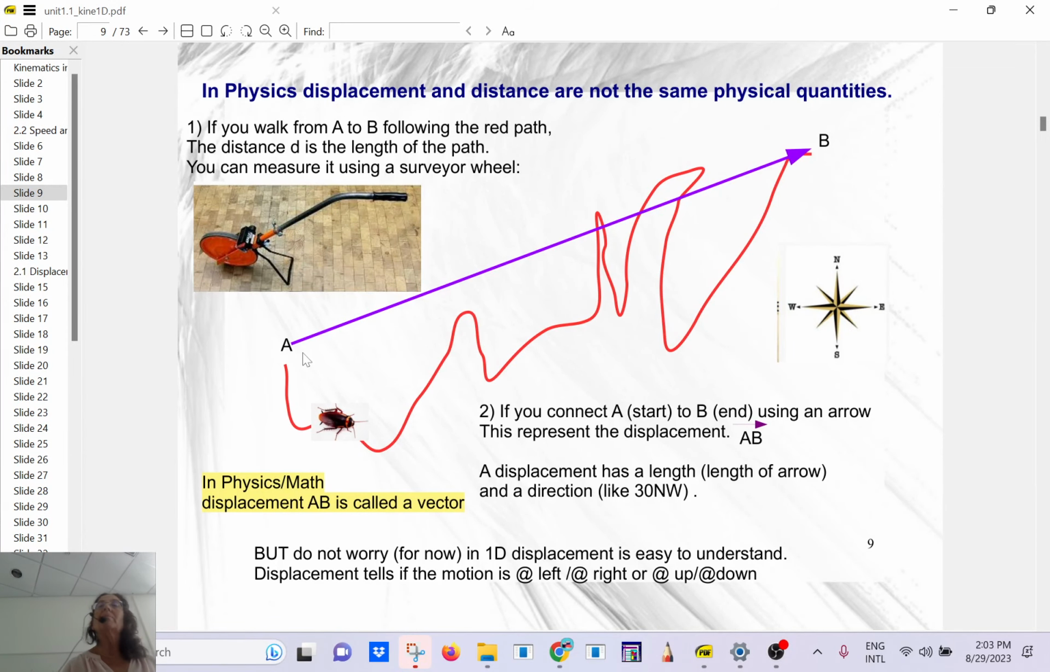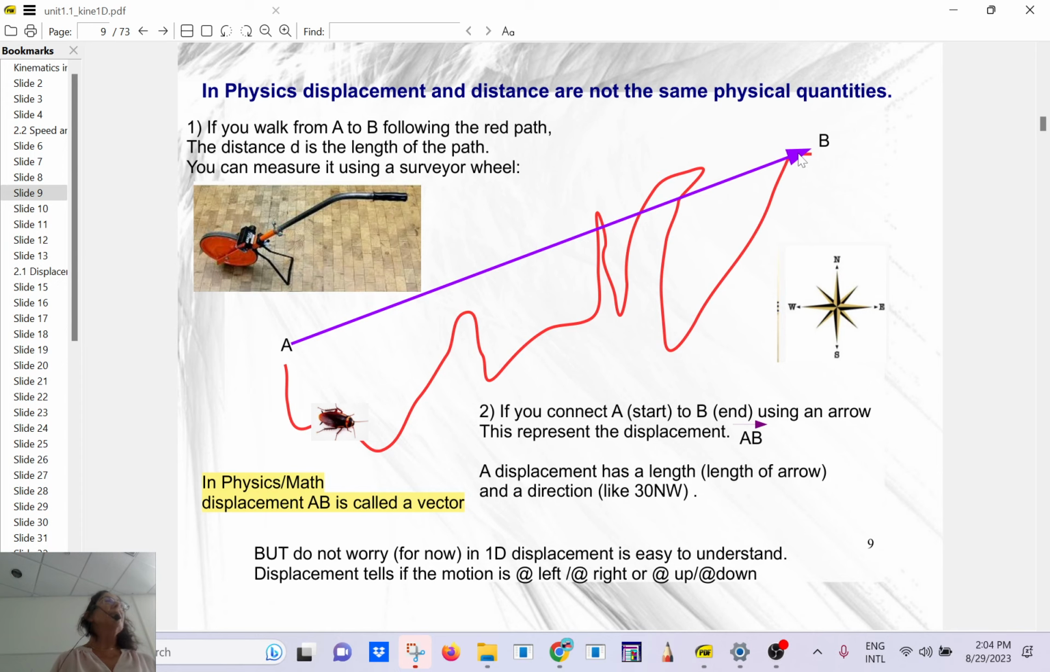Okay, so did we talk about vector versus scalar? Let's say you go from point A to point B. Let's say you have a cockroach here taking a walk, chilling out. Nothing to eat here. Let's check here. Oh, there is a crumb here. Go this way and that and there and here and end up here.